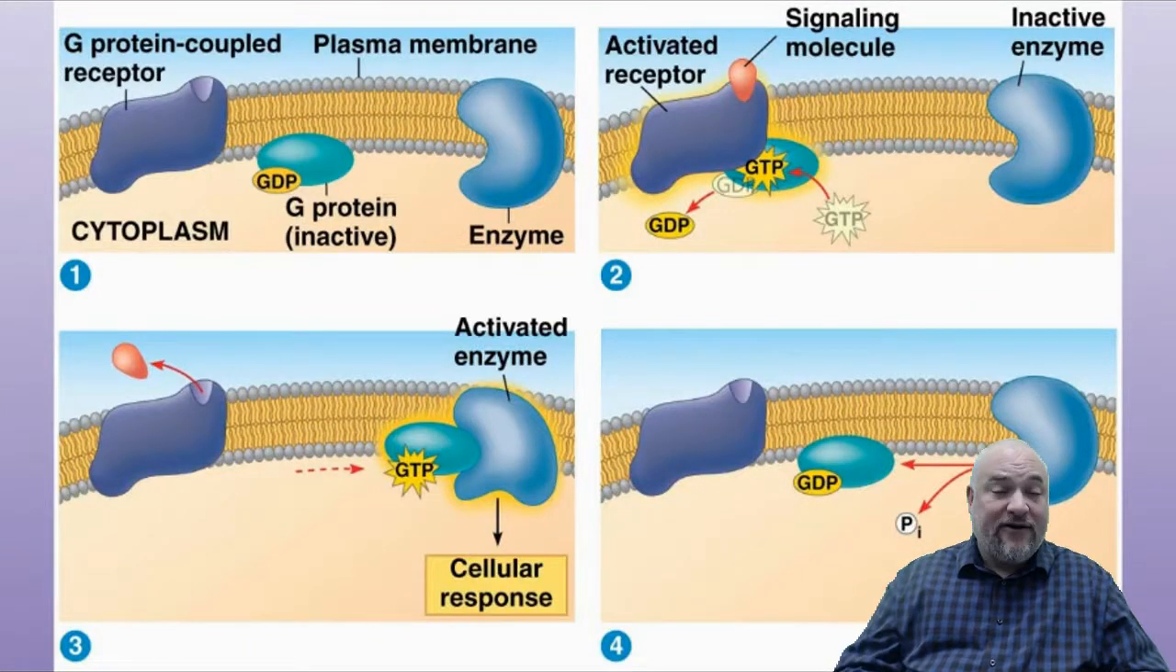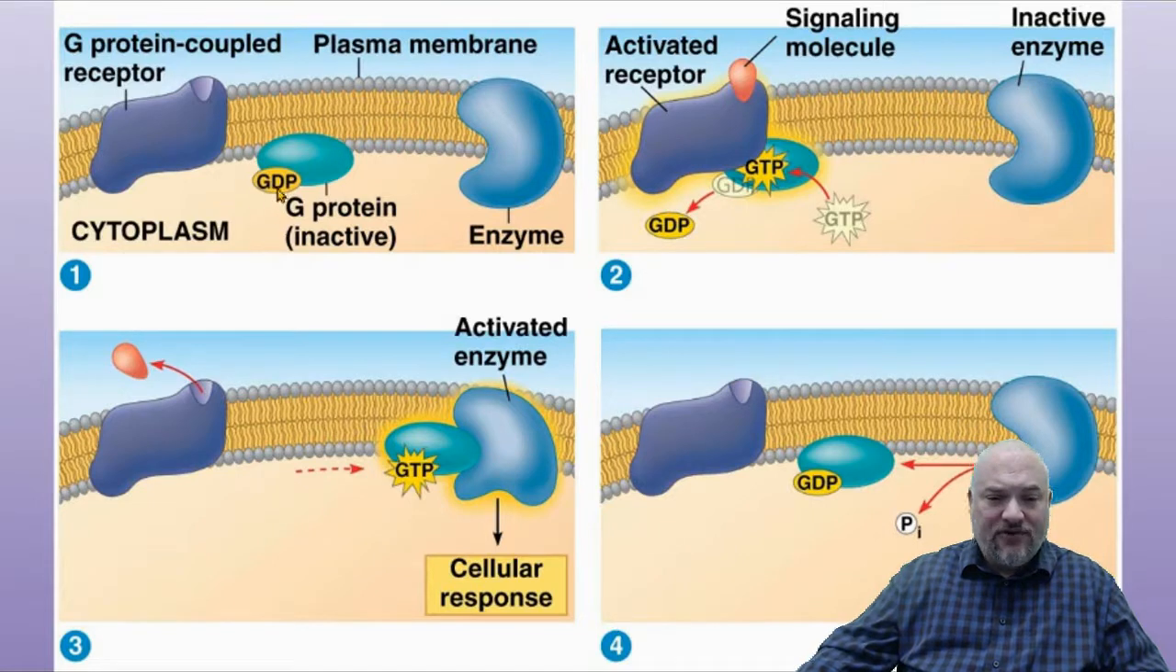Here we can see a nice diagram of what's going on. So here is the system at rest. Outside the cell, inside the cell, we've got the receptor. We've got the G protein in its inactive state. It's bound to a GDP molecule, not an ATP molecule. And here's the enzyme that G protein is going to activate.